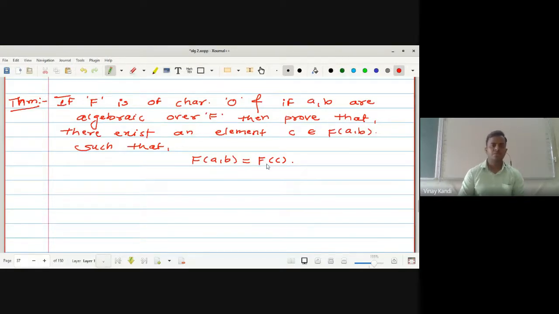What is the meaning of this sentence? If F is of characteristic 0, that means F is an infinite field, and A and B are two elements which are algebraic over the field F. Then we have to prove that there exists an element C belonging to an extension of F such that F(A,B) is equal to F(C).